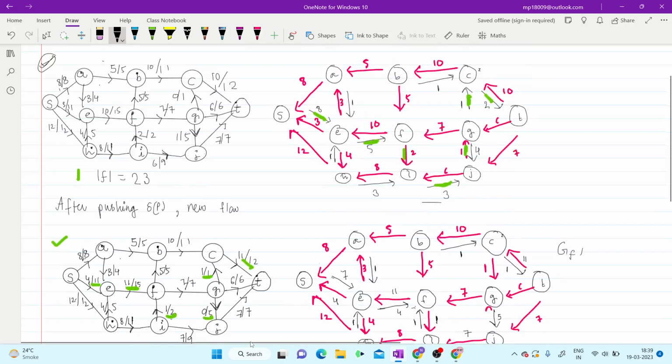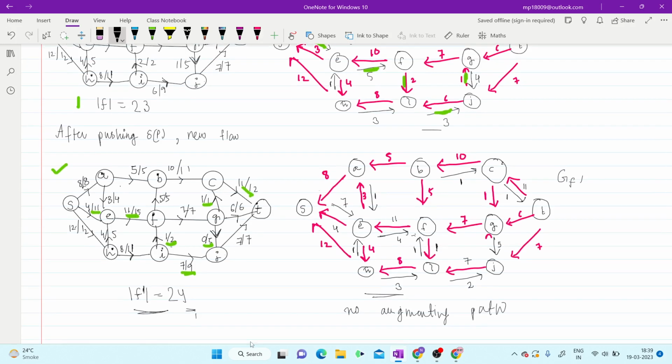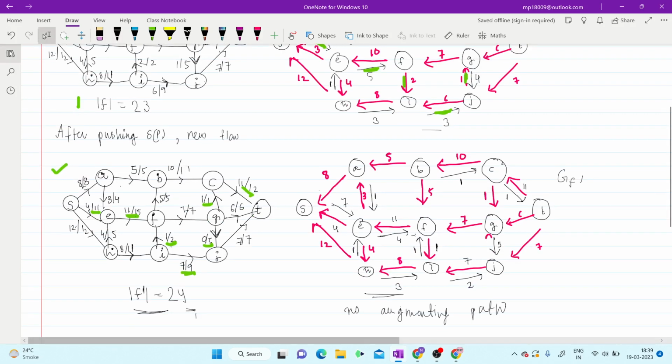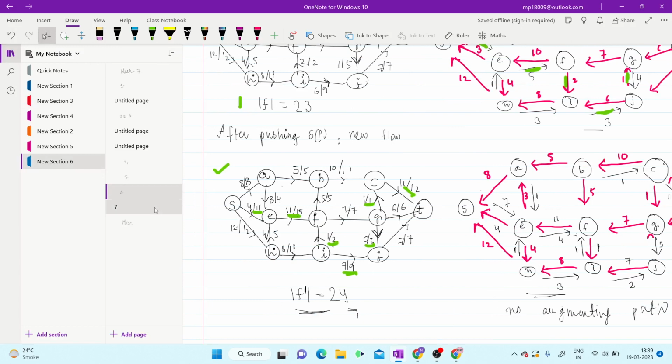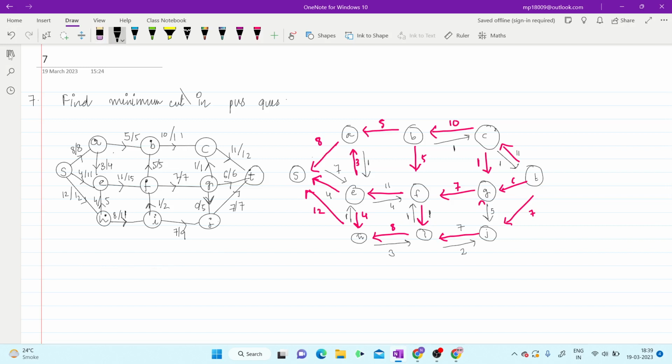Okay. Now, does everyone agree that the maximum flow is 24? Yes, ma'am. Okay, good. Now once we have found the maximum flow, the next question is to find the minimum cut. So given this maximum flow and this residual flow diagram, what was the algorithm to find the minimum cut using the residual flow diagram?